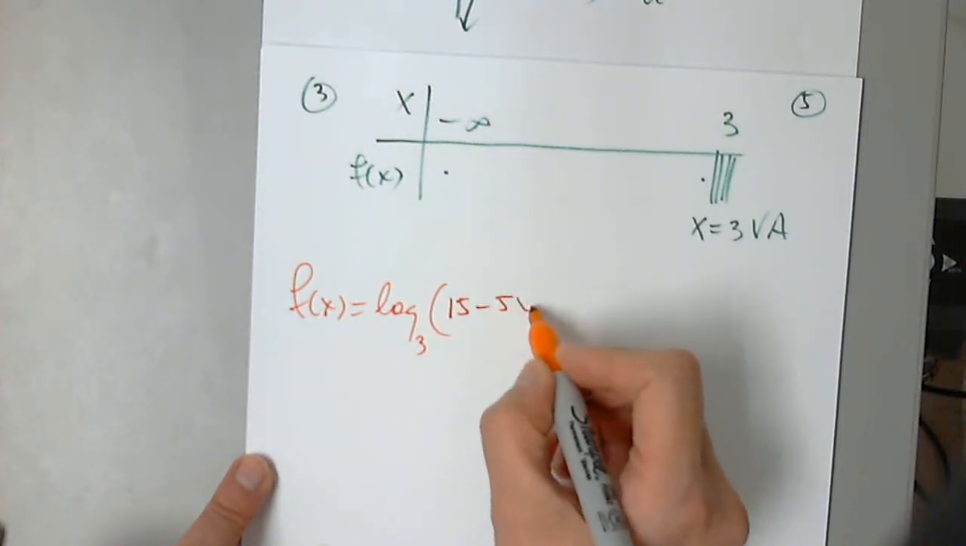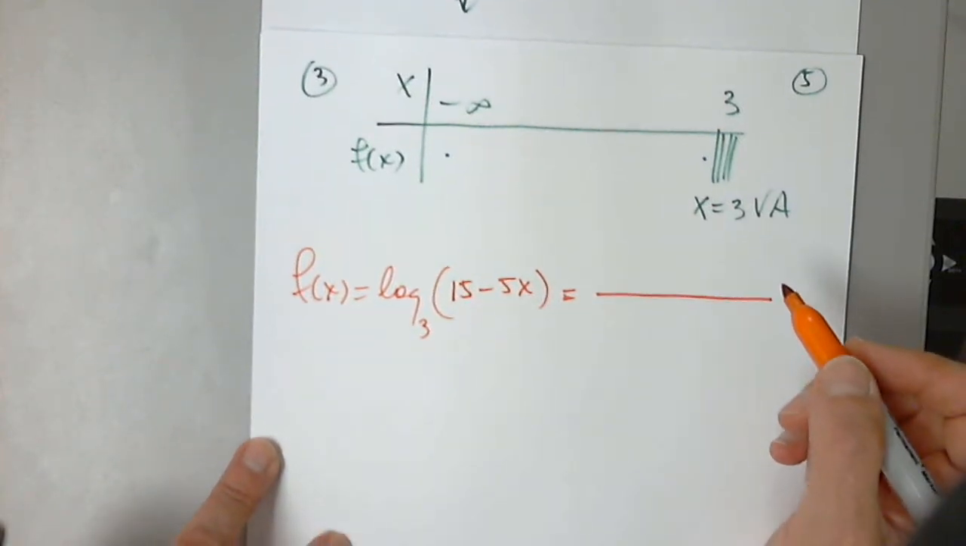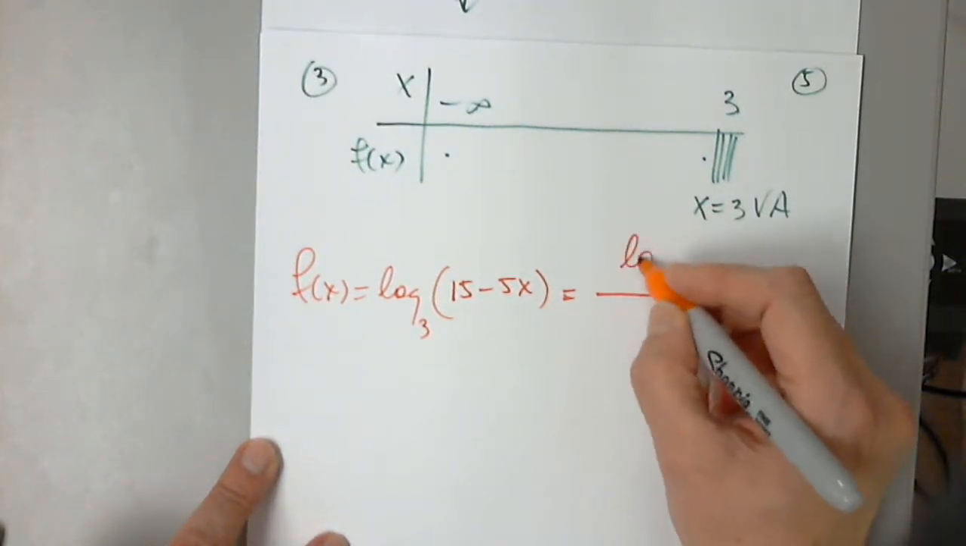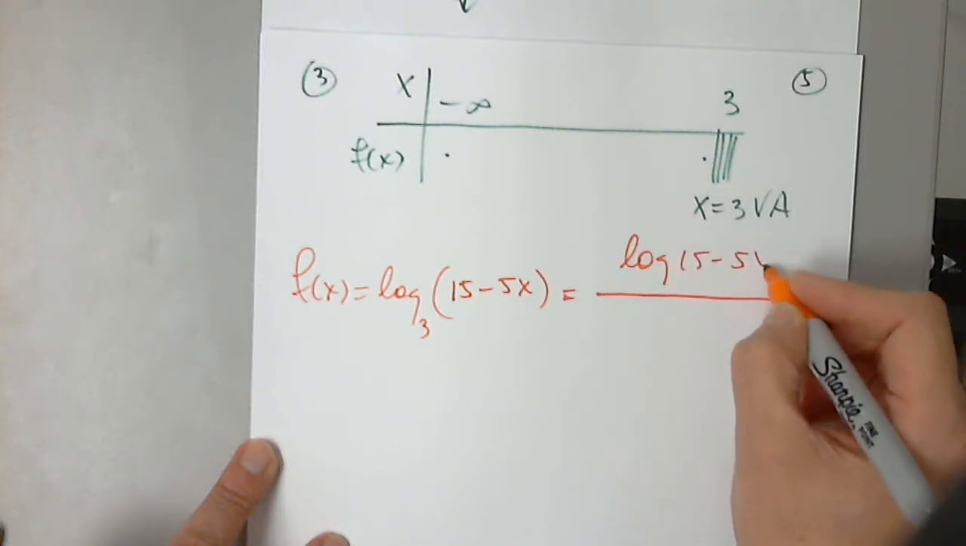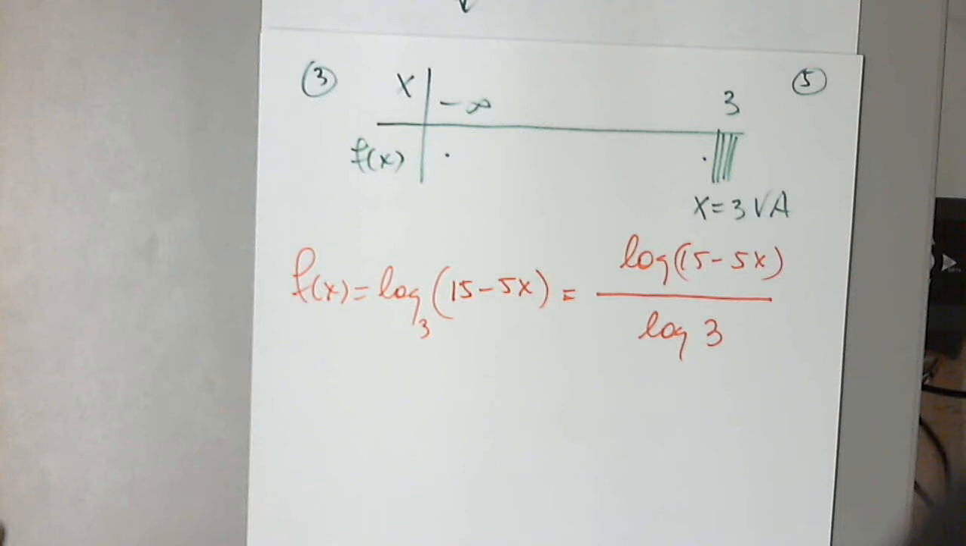So 15 minus 5x can be rewritten, in case you don't have that feature to pick your base, as log 15 minus 5x over log 3. Yes, you can use natural log, but both. Natural log of 15 minus 5x over natural log 3. So that's how I enter the function in the graphing calculator.